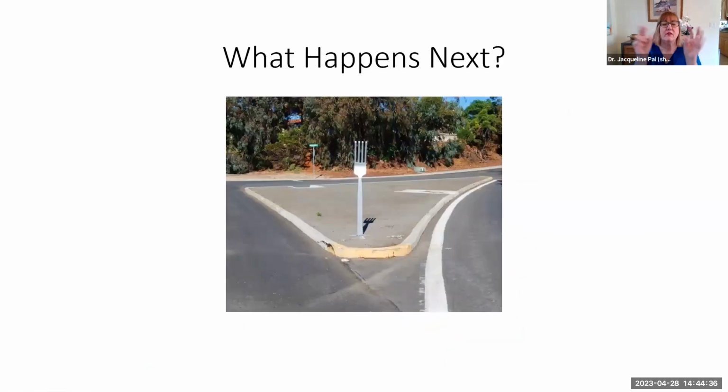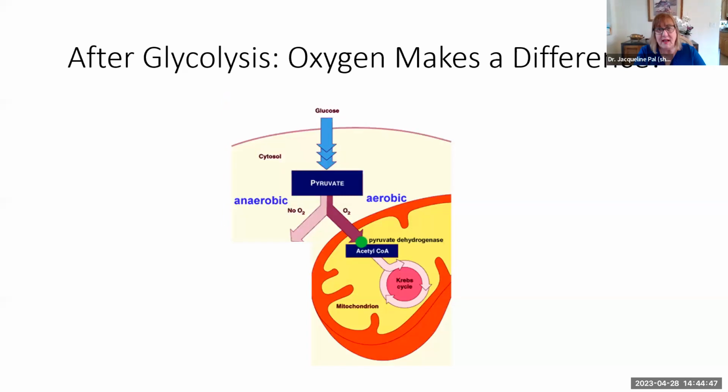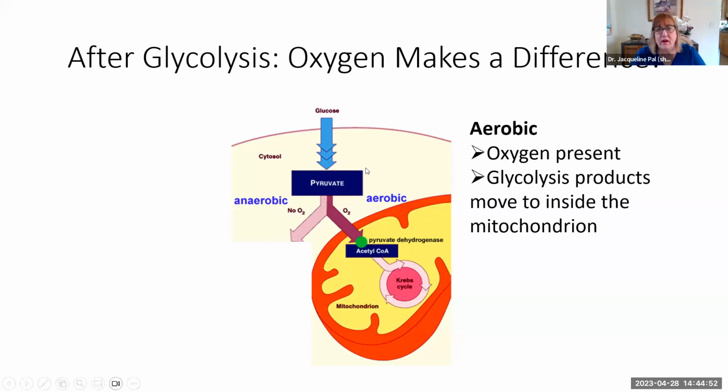So once we have our 2 pyruvic acids at the end, now we are at a fork in the road. Do we go right or do we go left? Well, if we have oxygen, that's going to make a difference. We're going to go to the right side and we are going to have an aerobic thing happen. So the pyruvic acid, the products of glycolysis, will move inside the mitochondria, and then we can continue on with our linking reaction and the Krebs cycle and the electron transfer chain.